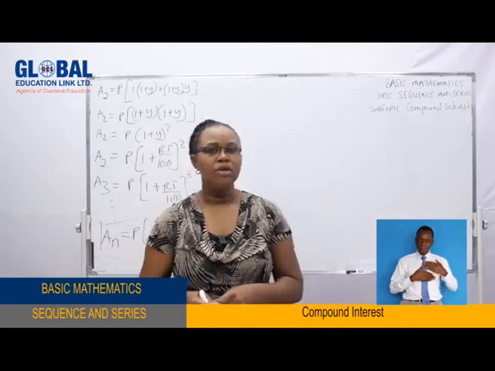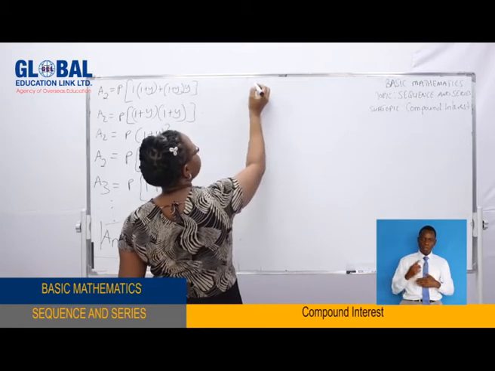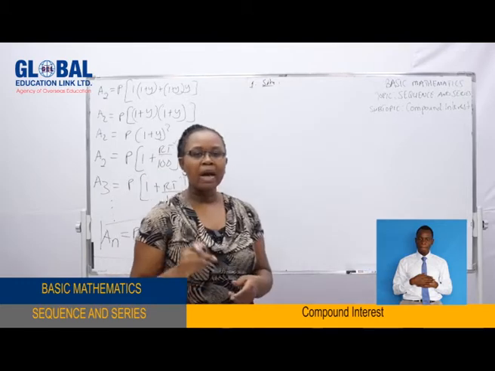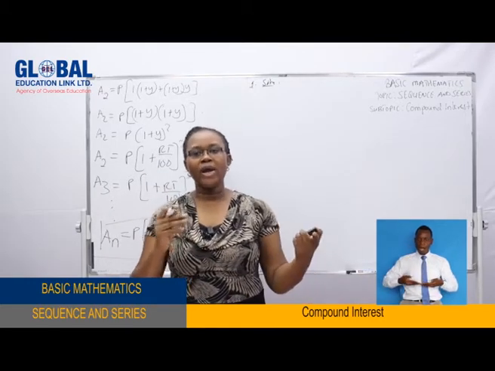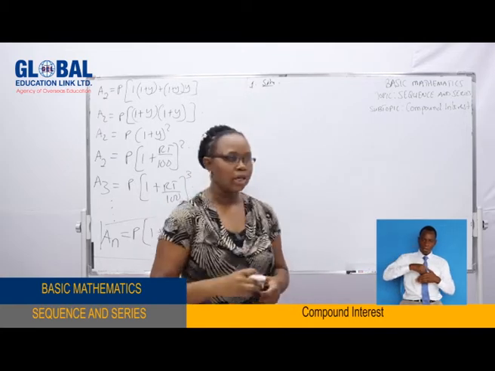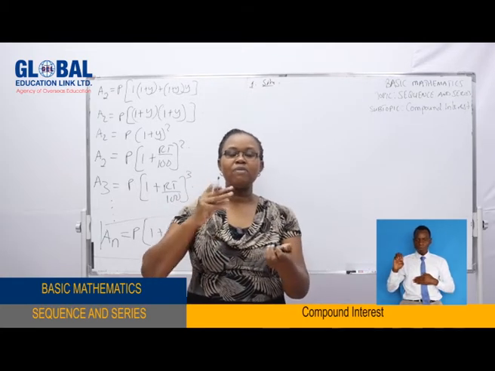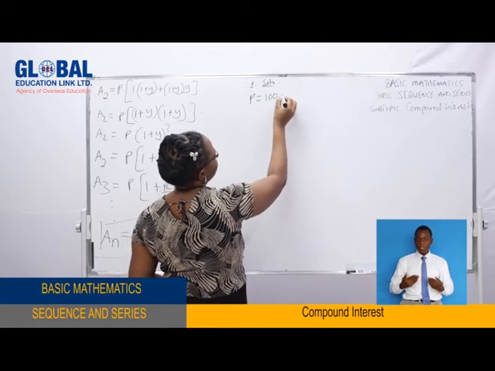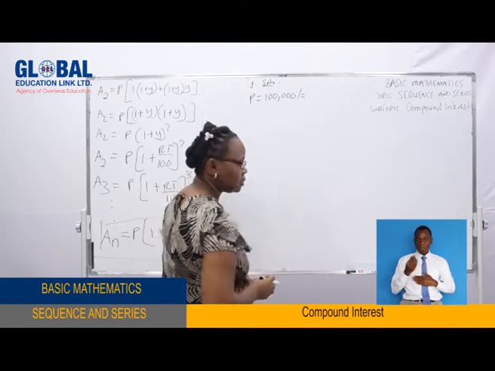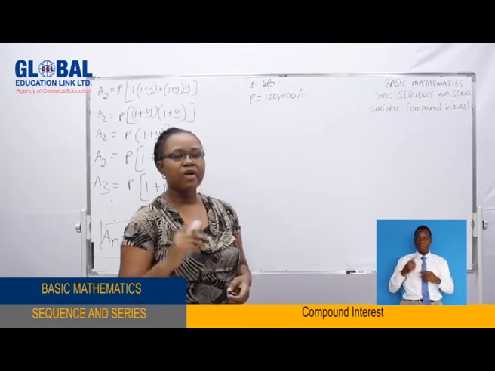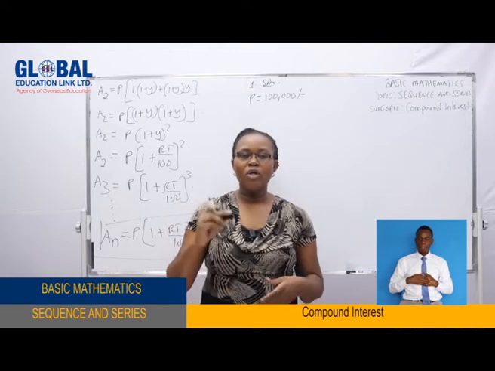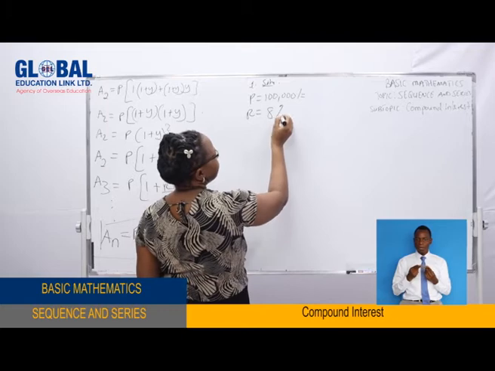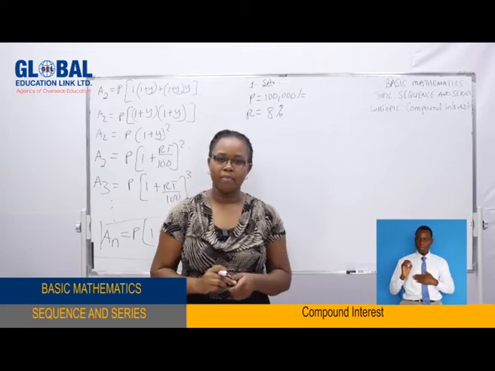My dear students, from our question number 1, Mwanahamisi deposited 100,000 Tanzanian shillings. So that is the principal, the amount she deposited at the beginning. That is principal, 100,000 Tanzanian shillings. Then the compound interest rate, which is R, equals 8% per annum.